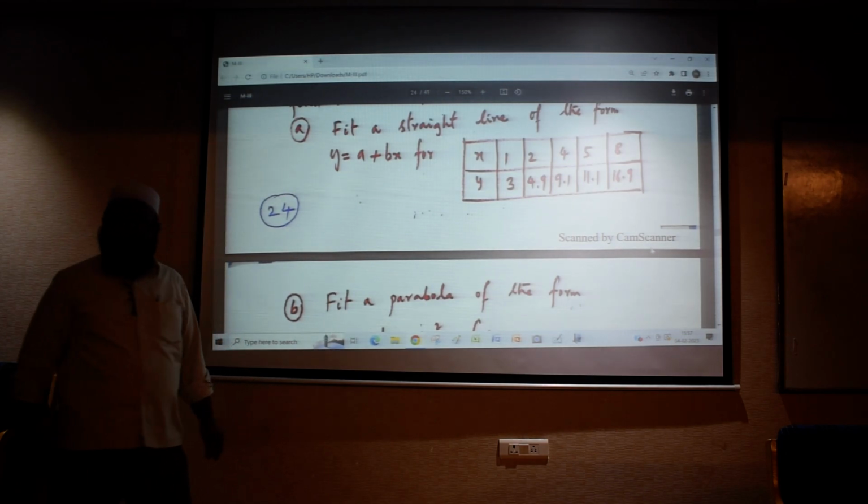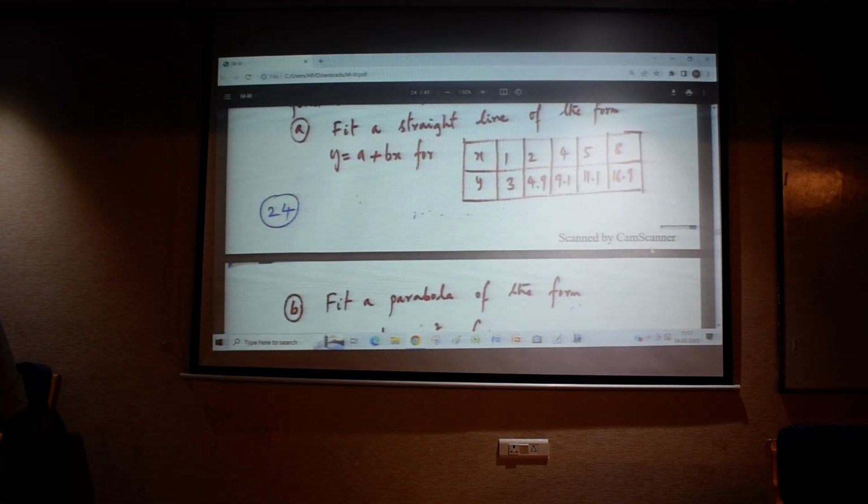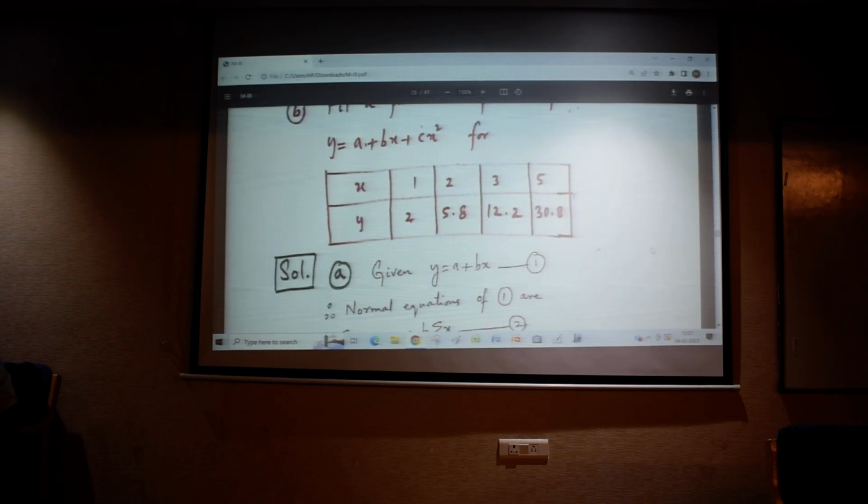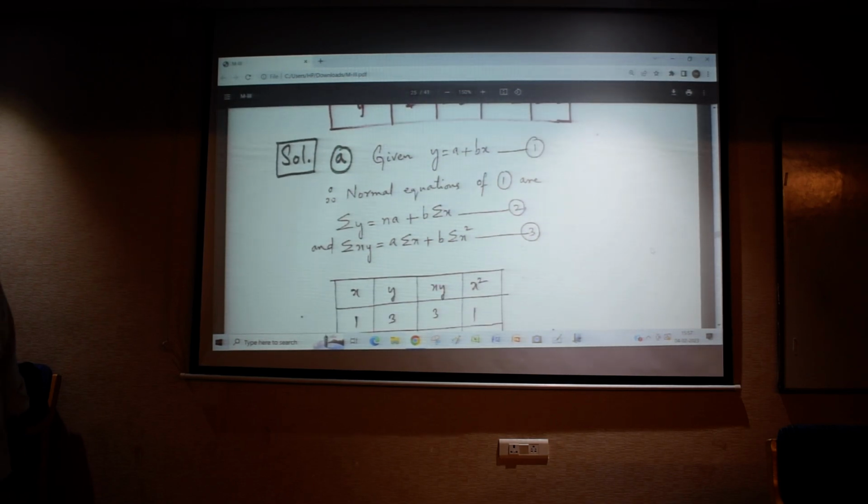Fitting a parabola of the form, for another table. Yes, sir, not the same table. For the first table, fitting a straight line. For the second table, fitting a parabola. The solution starts now for part A.